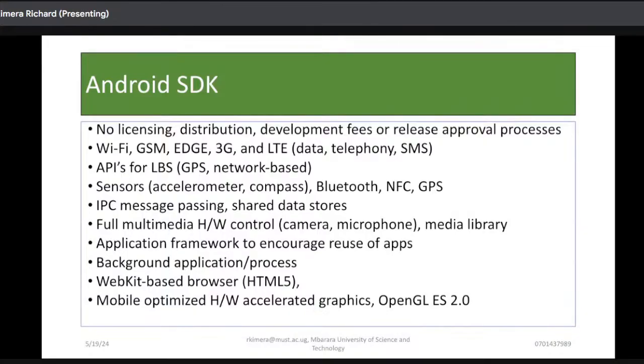So there is a media library where most of the photos and audio are stored. So there is a database local to your phone. So the SDK provides a way in which you can access those apps that come pre-installed on your phone. Then you have the application framework, which also allows for reuse, as well as background applications or processes.